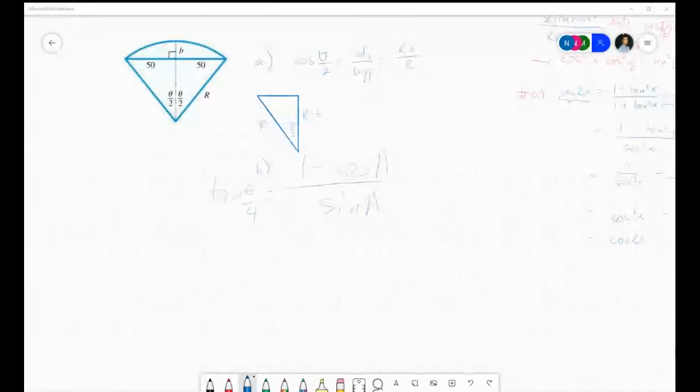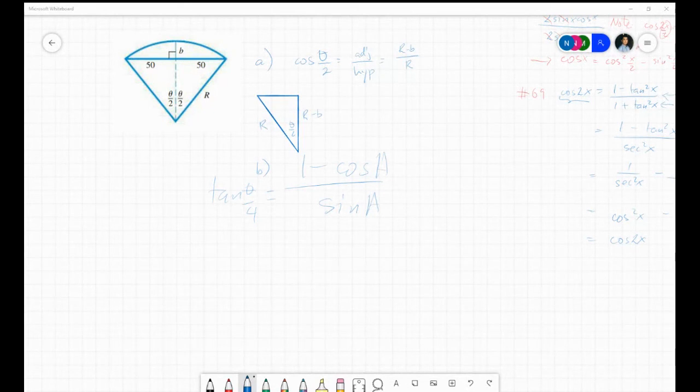Okay, so part B asks us to use the result of part A and the half-angle identity for tangent to write an expression for tangent of theta over 4. All right, so let's look. Tangent of theta over 2 divided by 2. So this means that A here is theta over 2. Okay, so this is tangent of A over 2. Does that make sense? Yes, I see that now.